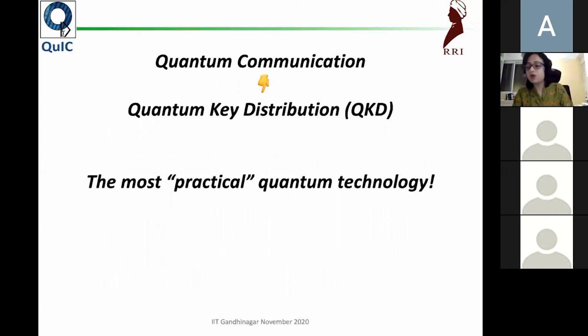For the last part of my talk, I want to go on to something a little more application oriented, which is in fact quantum communication, or in other words, basically quantum key distribution. Because what is quantum in the quantum communication is the key distribution part. And so this we can say is the most quote unquote practical quantum technology.